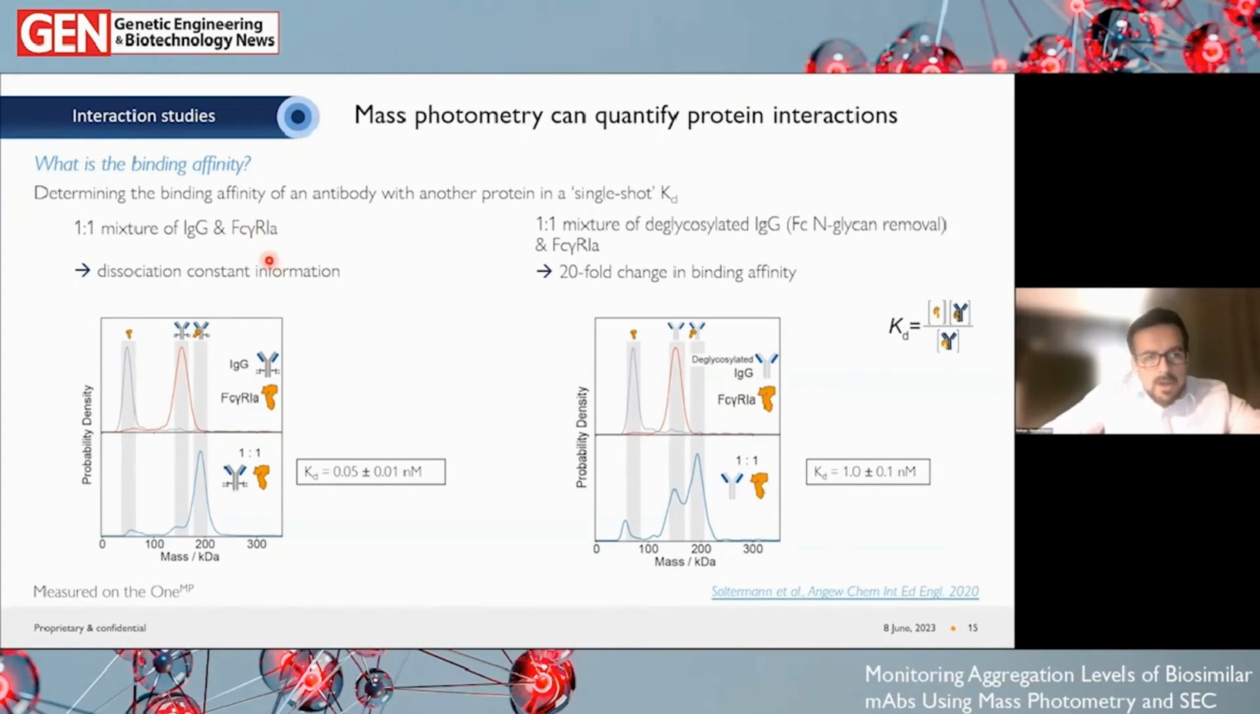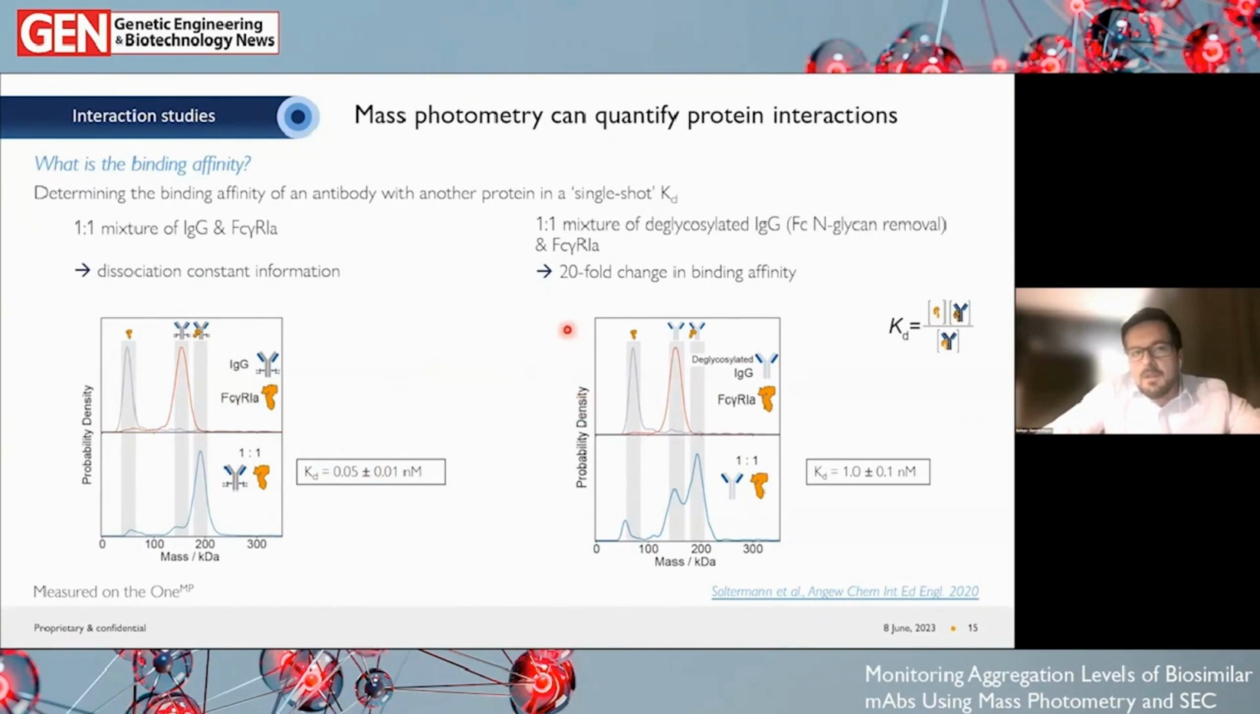And here we're looking at mixtures of IgG and the Fc receptor. So we have, again, as shown on the previous slide, the mass spectrometry measurement of the antigen alone and also the antibody. And then if we mix them in a 1-to-1 ratio, we can see that there is a nice complex forming between the antibody and the Fc receptor. And the dissociation constant that we can extract suggests a nice tight binding interaction.